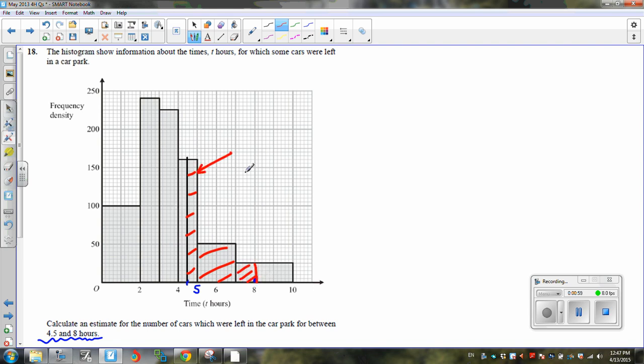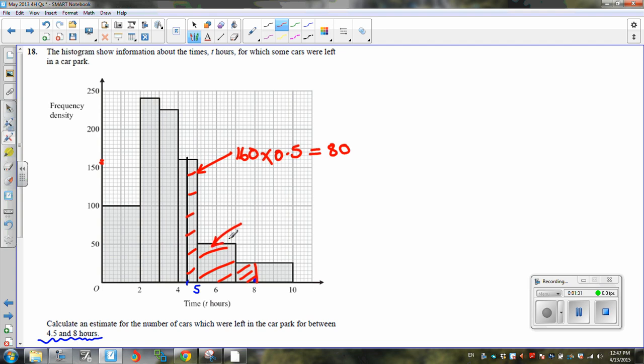Okay, so working out first of all this area, let's work out what the scale is to start with. This is 150, this is 200, so we've got 10 squares equaling 50, so each square then must be 5. Okay, so we've got 2 squares here, so this must be 160, so the height is 160 for this rectangle, and the width is from 4.5 to 5, which is 0.5. So 160 times 0.5, well, that's 80. It's 80 cars in that bit.